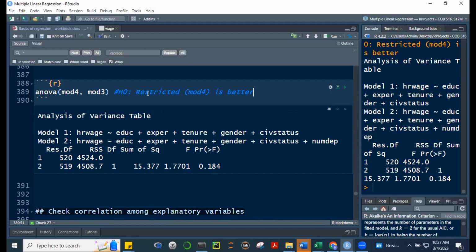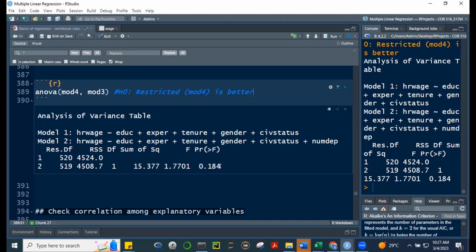Okay, without understanding this, you'll have difficulty interpreting this. So we're testing always when we're doing comparison of linear models, ANOVA. We always test the null hypothesis that the restricted model, which is the model with the less number of predictors, is better. So model 4 natin is the restricted model because model 4 does not have number of dependents. Di ba tinanggal natin? No? We remove number of dependents. So when we run ANOVA, the p-value here is 0.184.